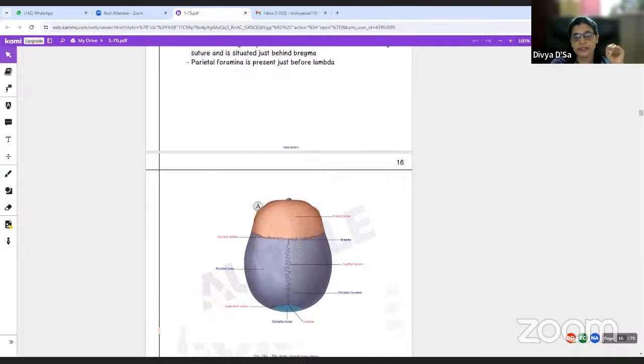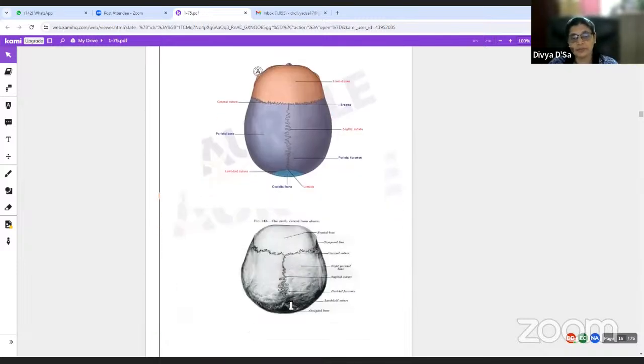So you can see here, this is the sagittal suture. This is the coronal suture. Here you will get this point, the bregma. This is the highest point, called the vertex. Then here we have the parietal foramina. This elevation we call the parietal eminence. And where the lambdoid suture and the sagittal suture meet, we call it the lambda.